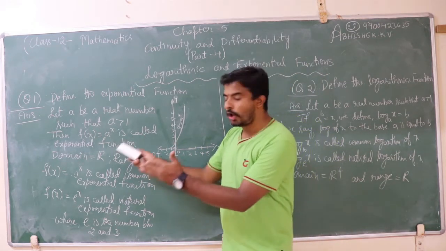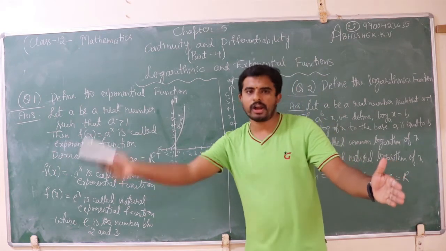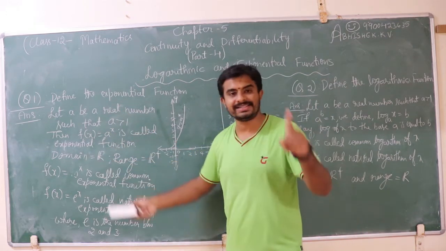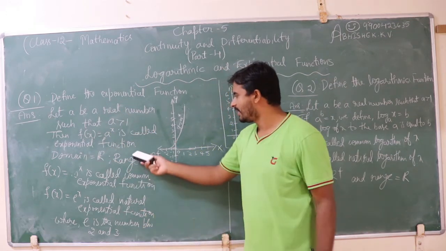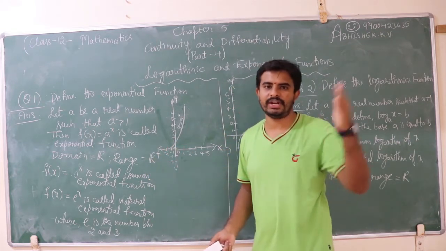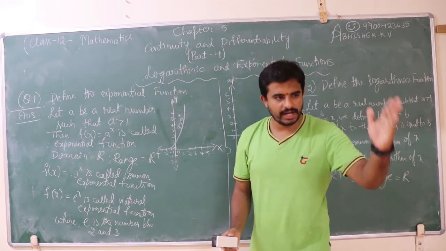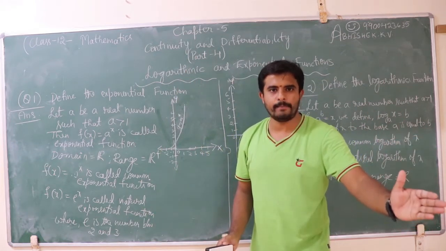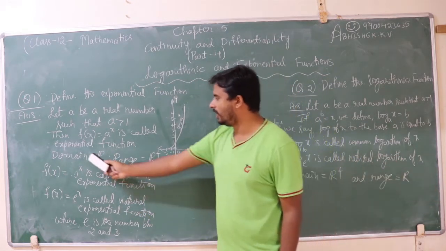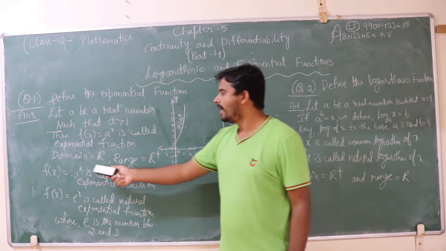And if I consider the domain and range, domain is nothing but set of all input, range is nothing but set of all output. Set of all inputs for the exponential function is set of real numbers, range, that is output, is set of all positive real numbers. For any real number we get a positive real number only. So its domain is set of all real numbers, range is set of all positive real numbers.